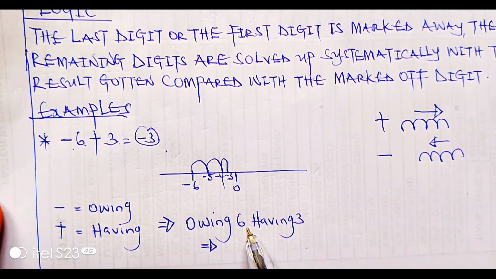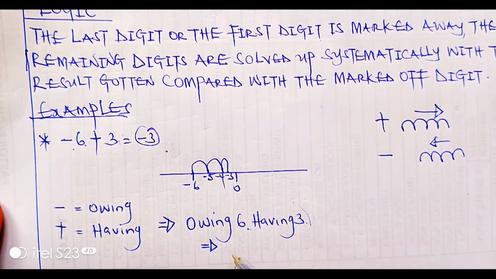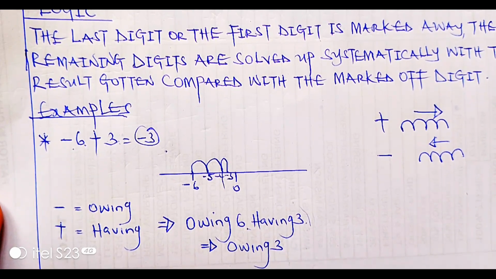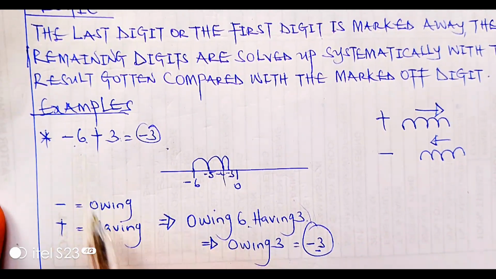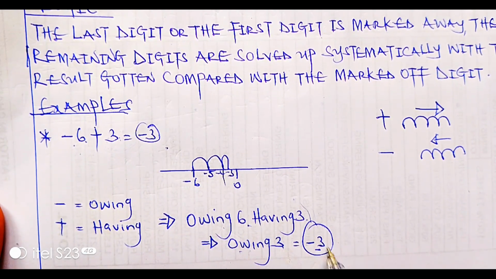Now this is a simple phenomenon. If you owe 6 and you have 3, how do we settle this transaction? When the person you owe comes for his or her money, what do you do? You give the person the 3 you're having. It means you are still owing the person 3. So owing 3, that is minus 3. This is a very simple logic. Minus means you're owing. Plus means you're having. Owing 6, having 3 is the same as owing 3, which is minus 3.